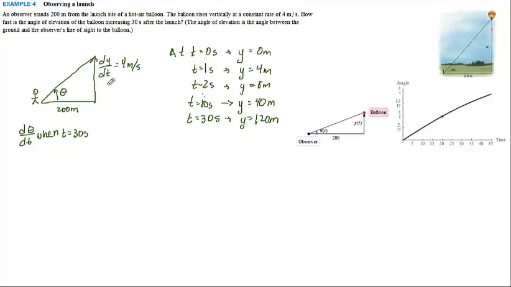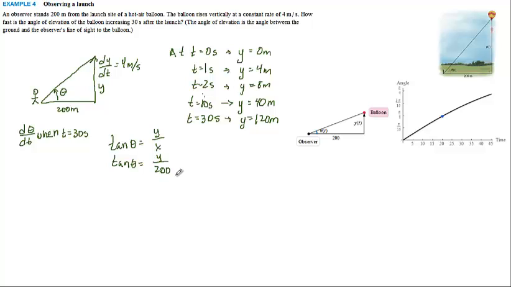So I have this relationship. This is just a regular right triangle. How does theta relate to this opposite and adjacent side? Oh, that relates with a tangent. So tangent theta is y over x. Now this y is changing, but the x is not. So I'm just going to go ahead and plug in what x is, because it does not change with time. It is always 200, so it's static.